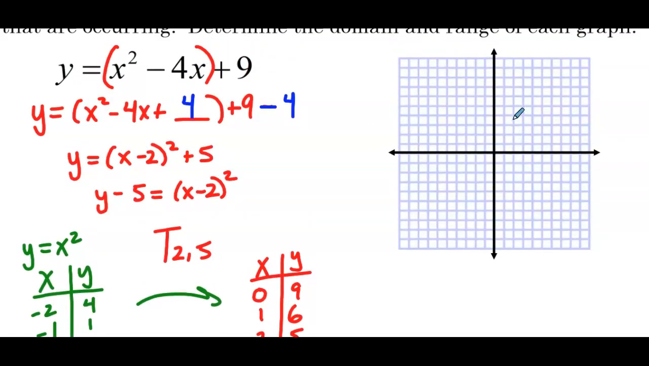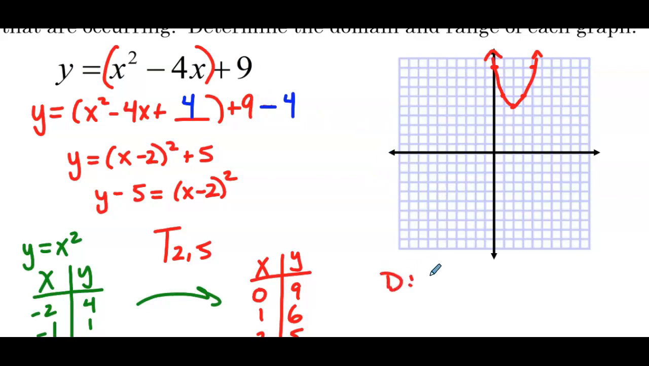(2, 5), then (1, 6), (3, 6). Then we have (0, 9) and (4, 9). Okay, so there are the points, so we can connect them to create our parabola. So there we have the graph of y equals x squared minus 4x plus 9.